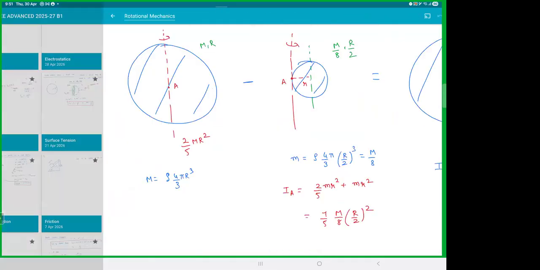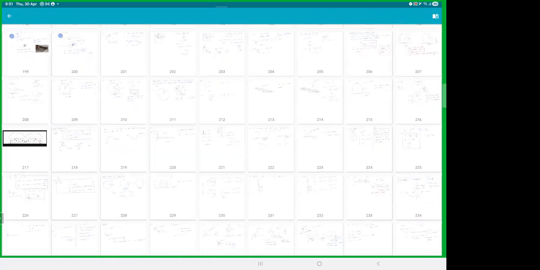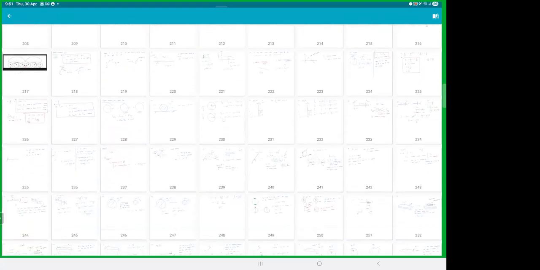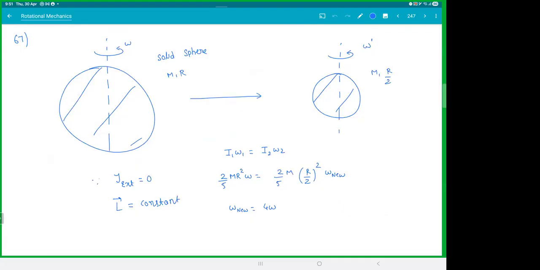Where have you seen something like this? The first time you encountered something like this was in rotation, conservation of angular momentum. That was a very straightforward, easy question. I modified that. Look at this. This was a question. When a solid sphere of mass m and radius r rotating with omega shrinks to half the radius, what happens? Since the external torque is zero, by conservation of angular momentum, I1 omega 1 is I2 omega 2. Omega becomes 4 times. Remember this?